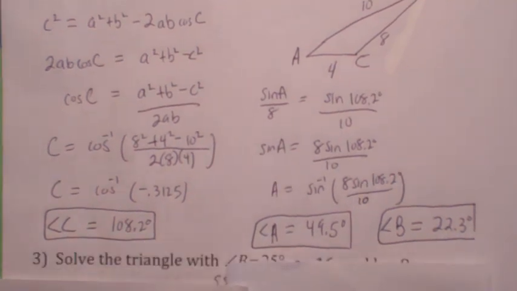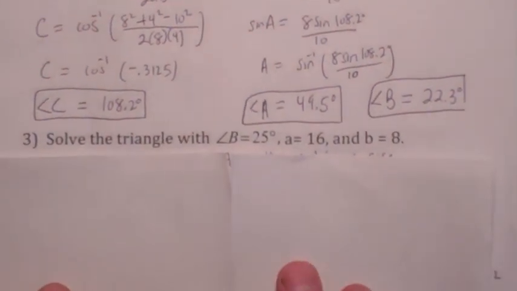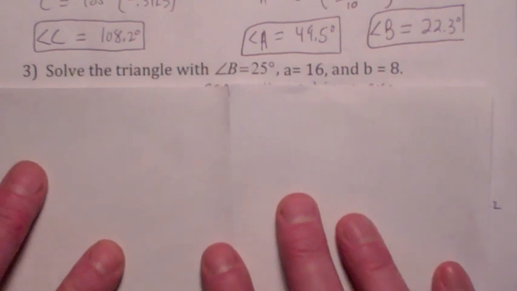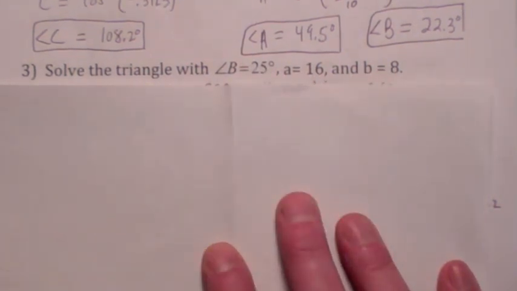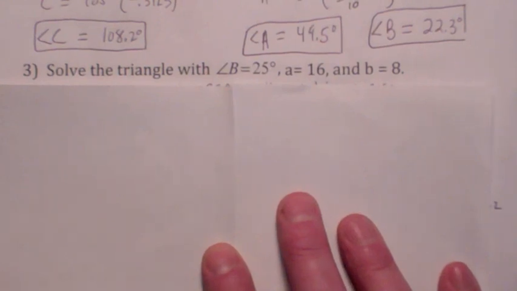That's how it works. Alright, let's look at this one. This triangle has angle B equal to 25 degrees, a equals 16, and b equals 8. How would you solve this triangle?